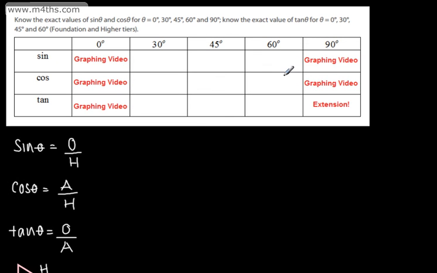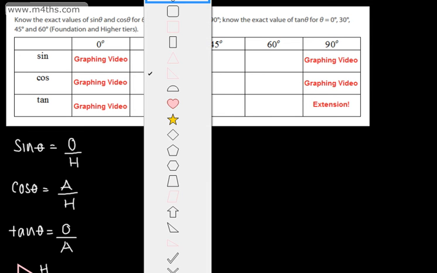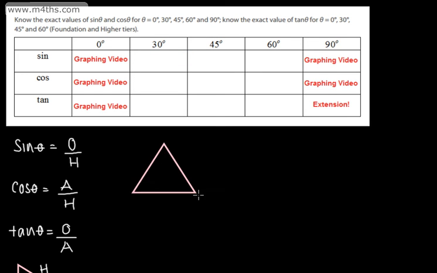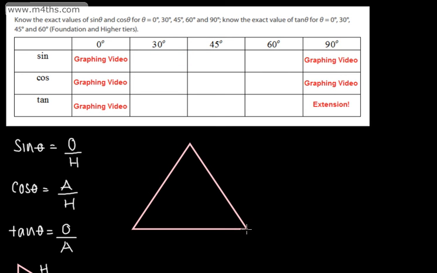So let's go ahead and look at finding the special values or exact values for these special angles. What I'm going to do is start off with an equilateral triangle. If I have an equilateral triangle, I'm going to give each side a length of 2. So this one is 2, this one is 2, and this one is 2. We know that each of these angles will be 60 degrees.